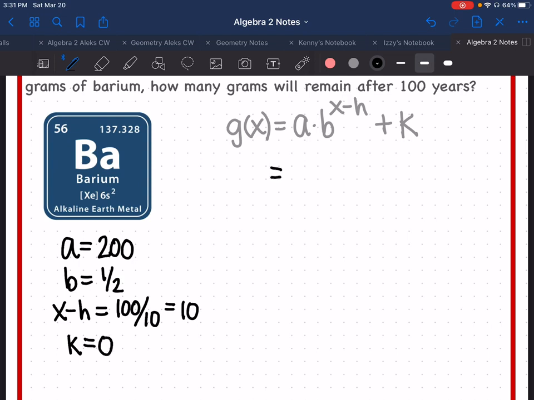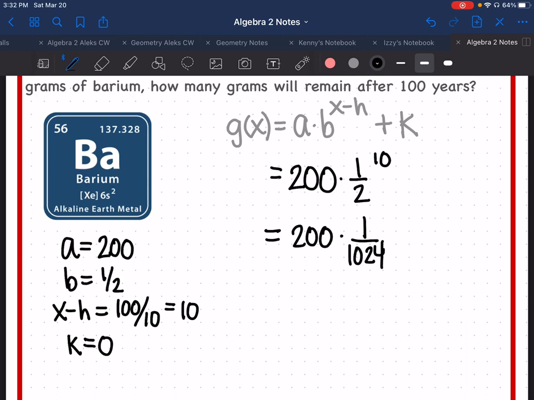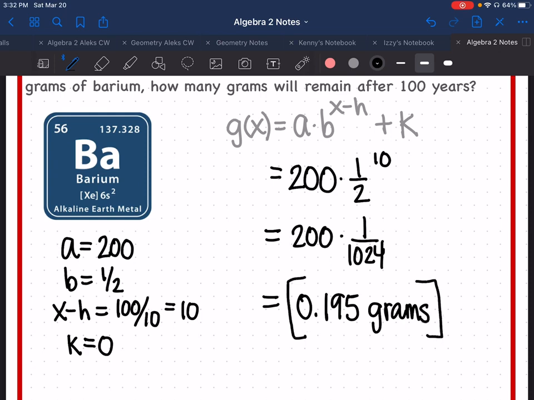So I have 200 times 1/2 to the 10th power. Okay, or I could think of it as 200 times 1 over 1,024, which either way, whichever one of these two you put in the calculator, you would get 0.1955, and of course it would be grams. That's how much would be left after 100 years.